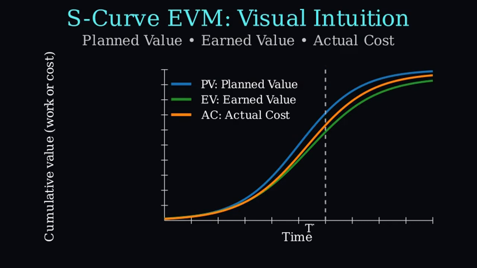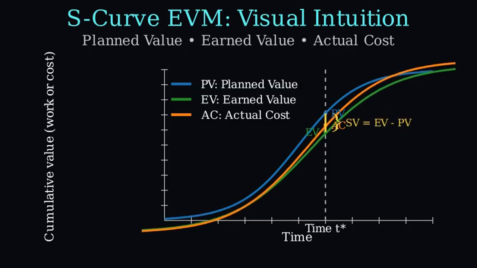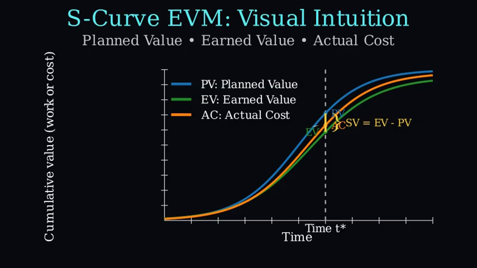Now, let us read a snapshot to check schedule and budget. We draw a vertical time marker. At this time, compare earned value with planned value. If earned value is above planned value, you are ahead of schedule. If it is below, you are behind.